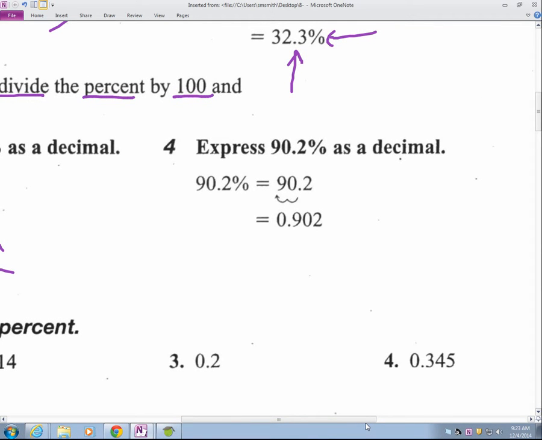So we have express 90.2% as a decimal. Since it's going from a percent to a decimal, I'm going to cover this up. Is it going to go left or right? Because it's a percent to a decimal, is it going to go left or right? Where's the decimal going? Yes, Nikki? It's going to the left, correct. Okay?